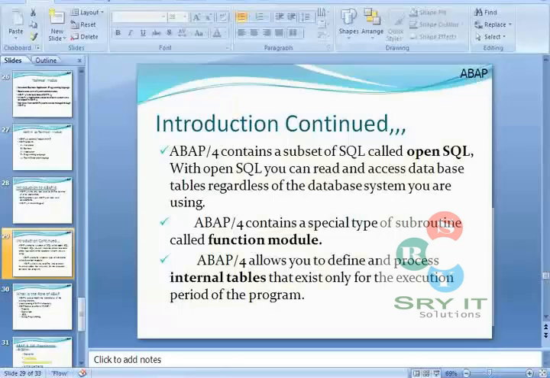ABAP 4 allows you to define internal tables that exist only for the execution period of the program. This is a very important topic for us to understand the OpenSQL concept, a middle layer concept. SAP never allows you to work without the three-tier programming concept. When you build a program, you should process it through the three-tier concept only. When you want to access database values, you should process through a mediator. That mediator is called an internal table.